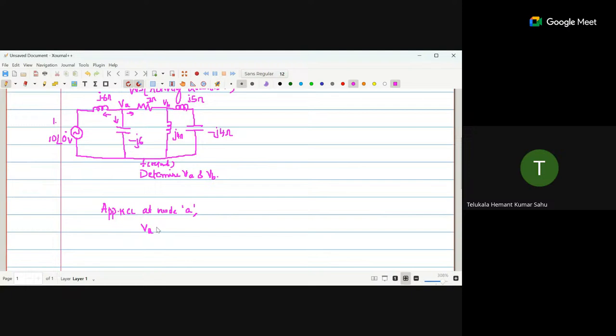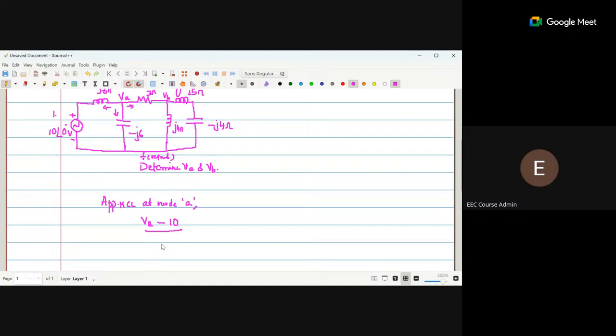Minus 10. I actually didn't mark the polarity. I should. So if this is the case, then it's VA minus 10 by J6. Here, since the angle is zero, it's simply the 10. So I am writing it as 10.